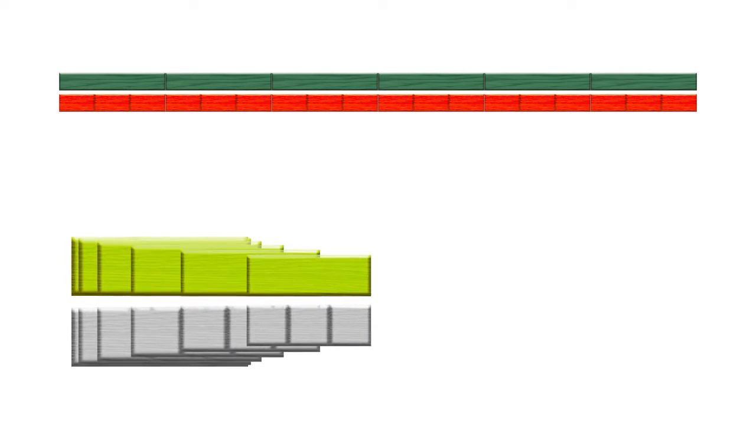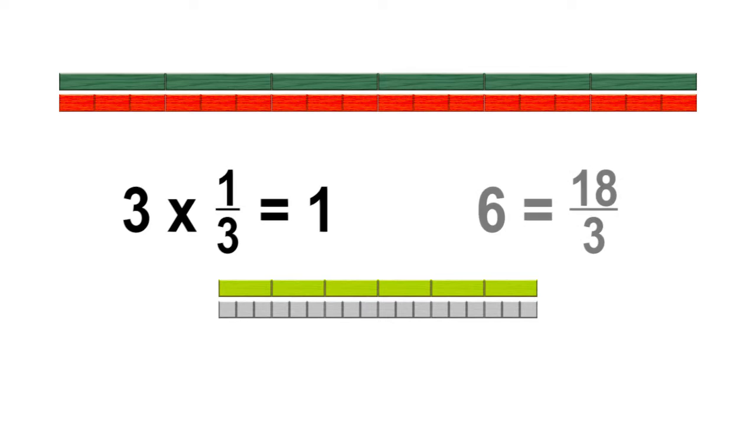We could use other colors to represent a full jar and 1/3 of a jar, as long as the whole has a length equal to 3 of another rod. A dark green rod equals 3 red rods, so 6 dark green rods equals 18 red rods. Or a light green rod equals 3 white rods, so 6 light green rods equals 18 whites. When we used a different color, why did we end up with the same answer? Because 3 1/3s will always equal 1 whole, so 6 wholes will always equal 18 1/3s.